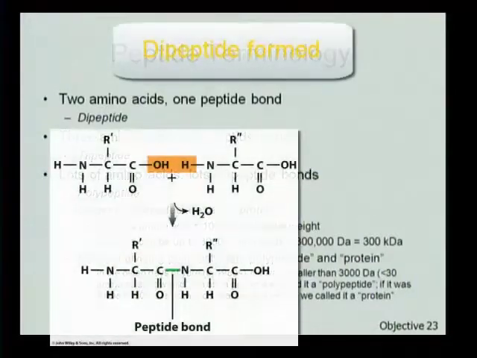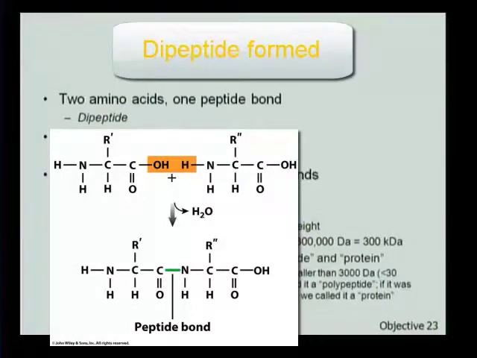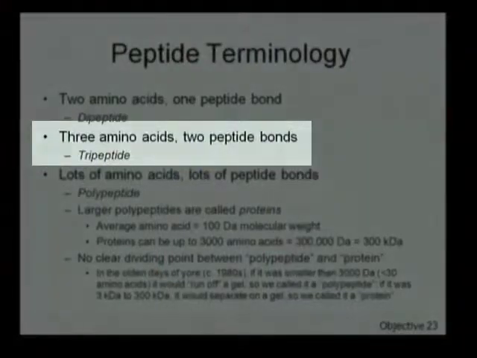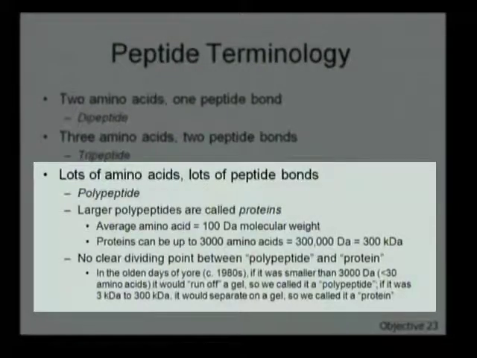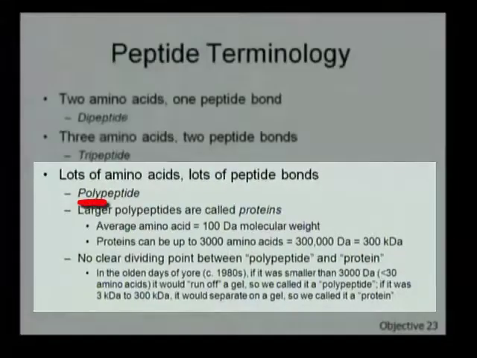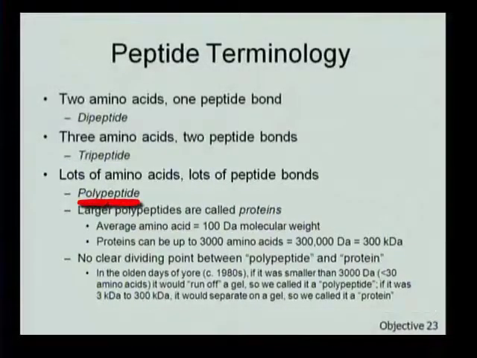So 2 amino acids and 1 peptide bond is a dipeptide. When we join 2 amino acids together, we do that with a peptide bond. So 2 amino acids are a dipeptide, 3 amino acids are a tripeptide. When we put together lots of amino acids, the Latin prefix for lots of something is poly, so we call that a polypeptide. And then when the polypeptides get larger and larger, we tend to call them proteins.